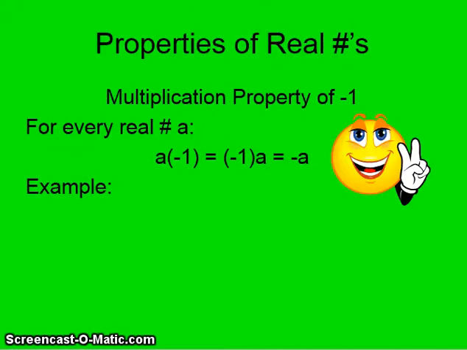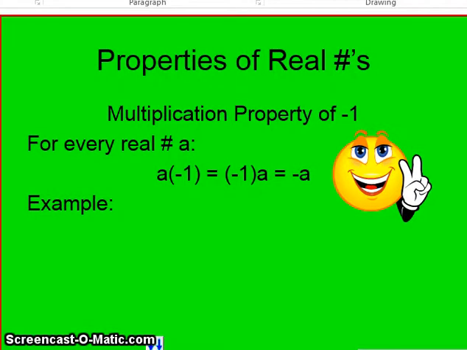First, we're going to talk about some properties of real numbers, and the first one of those is the multiplication property of -1. This says that for every real number a, a times -1 is the same as -1 times a, which is the same as -a. All this property really says is that when you multiply a number by -1, it changes the sign of that number.